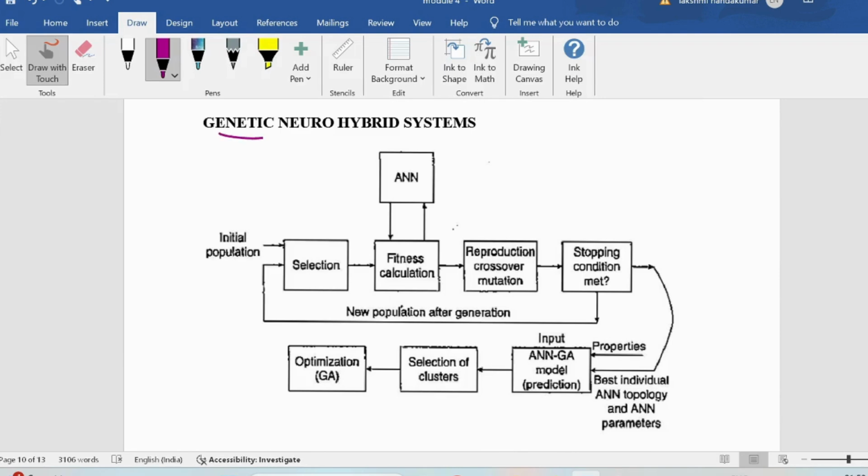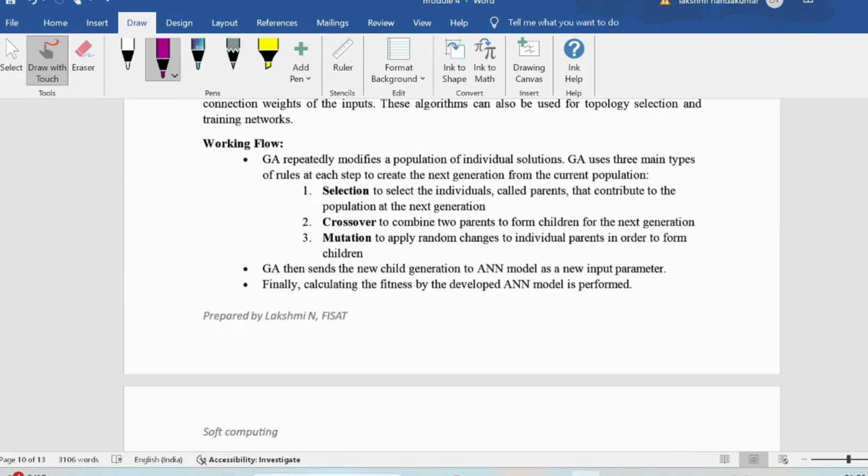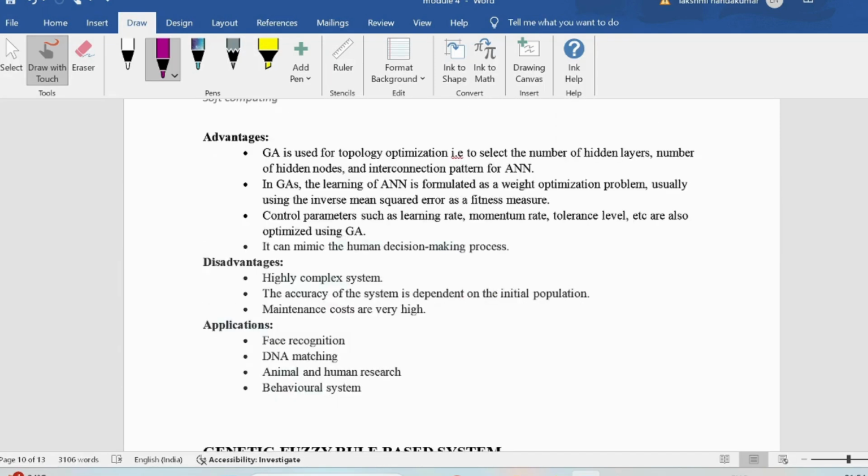Next topic is the genetic neurohybrid system. It is a combination of both neural network and genetic algorithm, and as you can see, starting from here till here is the genetic algorithm, and the fitness value or the best selected individuals are given to the artificial neural network, which is able to learn based on the values given to it. So the artificial neural network can decide a lot of things. Such combinations are good for very complex situations, but they have their own advantages and disadvantages as given over here. In applications, it is used in face recognition, DNA matching, and to understand the behavior of various things. But it is a very complex procedure, and its maintenance is very high. So you can read all this.